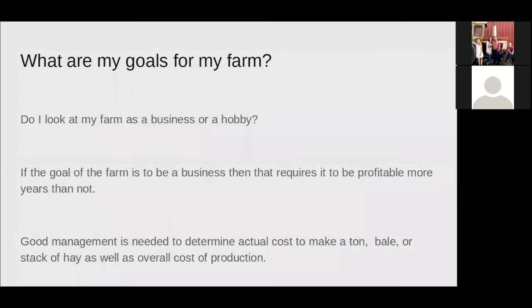production. And that is, of course, our individual farms. We need to be able to track our own cost of production on our farms and not just assume it's an average across something.